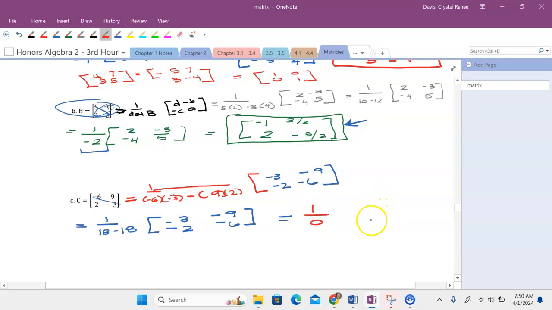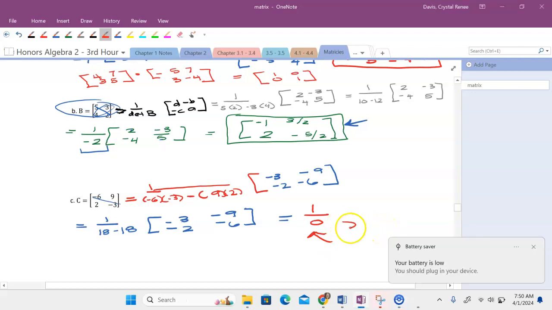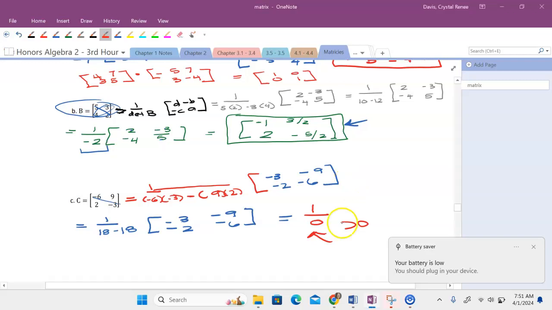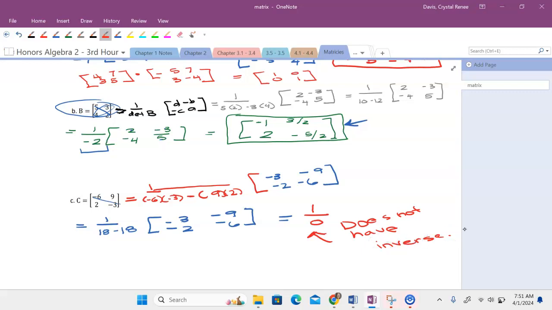Okay, so I can stop here. This tells me that this matrix here does not have an inverse. So we can't find the inverse then. Okay, and we can simply stop right there.